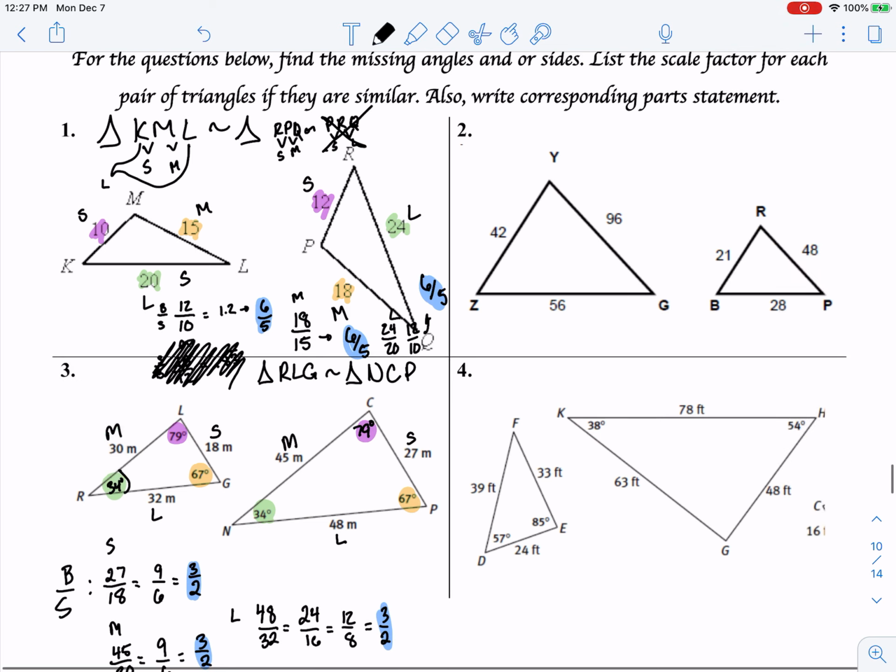For classwork, do numbers 2 and 4 and submit on Canvas.